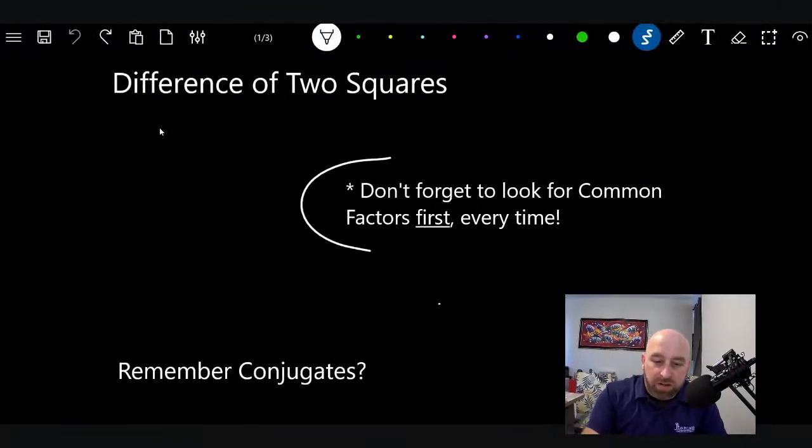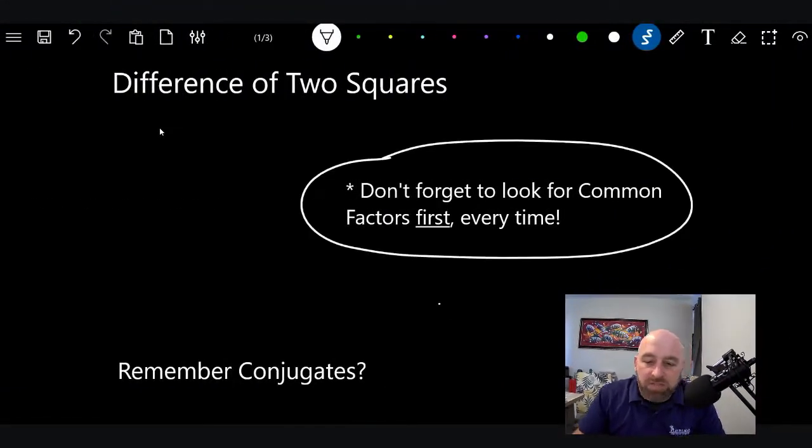I wrote this down here. Don't forget to look for common factors first, every time. It doesn't matter the type of factoring problem we're dealing with, perfect square trinomials, the difference of two squares. Later, we're going to get into what's called quadratics. Some of you are like, quadratics? Ooh, that sounds hard. It's not really that bad, okay? But we're going to get into different types of factoring problems. When we get into those, you have to remember something. This is where you start every single time. You always look for common factors.